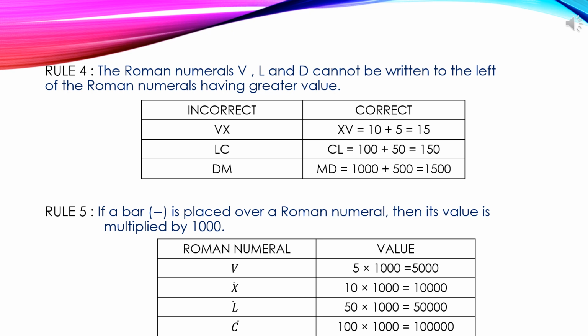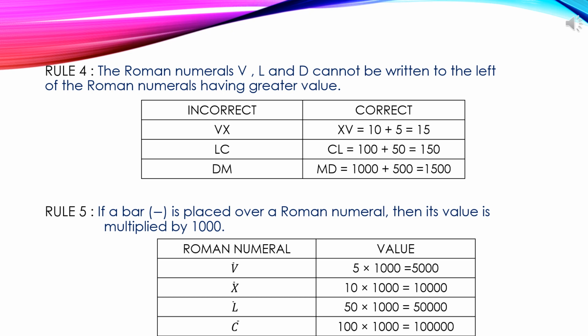VX. V is 5 and X is 10. 5 is less than 10 and 5 is written on the left side of the 10, so we would have to subtract it, but it doesn't follow the rule. On the right-hand side I have written XV, that means we add these terms because 5 is written on the right side of the 10, so we get 10 plus 5 is equal to 15. LC does not follow, but CL does. That means 100 plus 50 is equal to 150. DM doesn't follow, but MD does: 1000 plus 500 is equal to 1500.